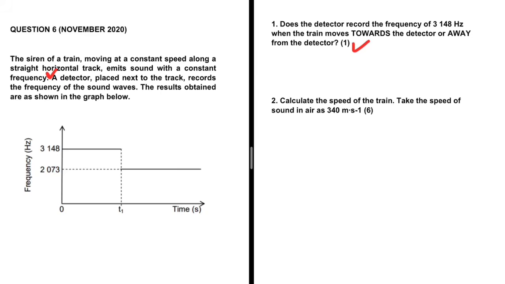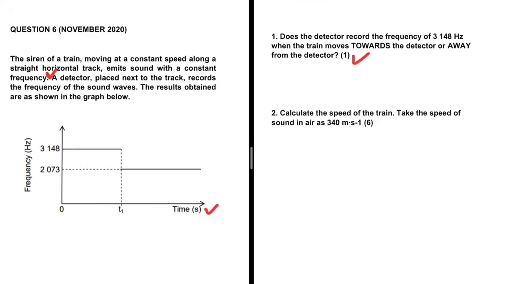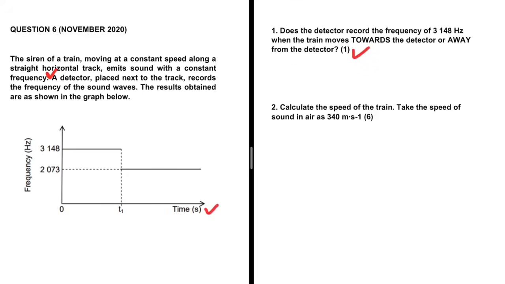You can see that the graph in this situation is different from the graph we had previously. So let's analyze this one and make sense of what is happening. The time in seconds and the frequency recorded are on the axes. So here we have a frequency of 30,148 Hz, and after some time the frequency recorded is 2,073 Hz. Why is that the case?